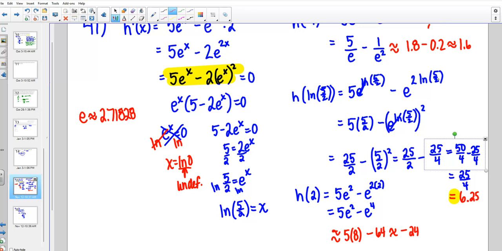So I can tell here that this is my maximum, and we won't take the time to write out the absolute maximum is 25 over 4, which occurs at natural log of 5/2, but you could, right? This is my maximum, and then this is my minimum right here. Don't use your estimates. Use the exact values. It would be okay to use 6.25 because that is exactly 25 over 4, but don't use your estimates. Use your exact values for that.